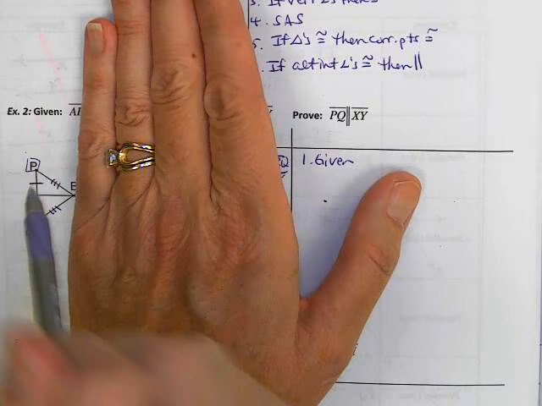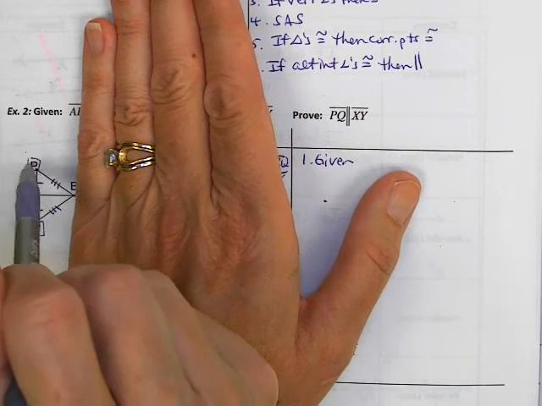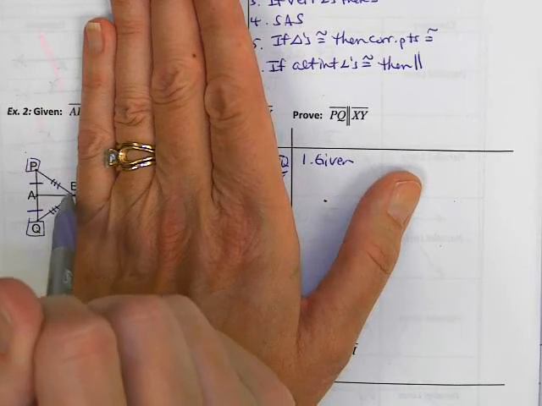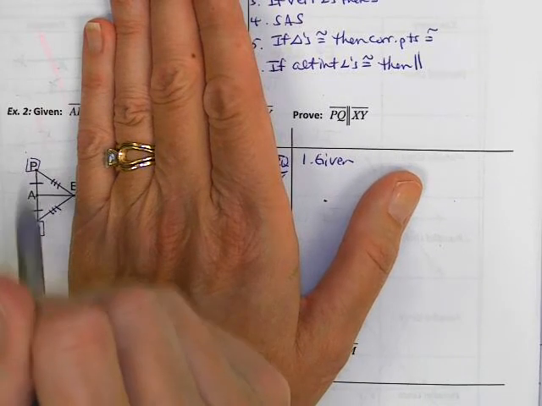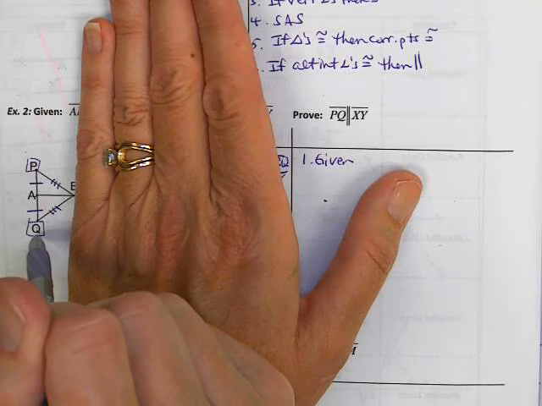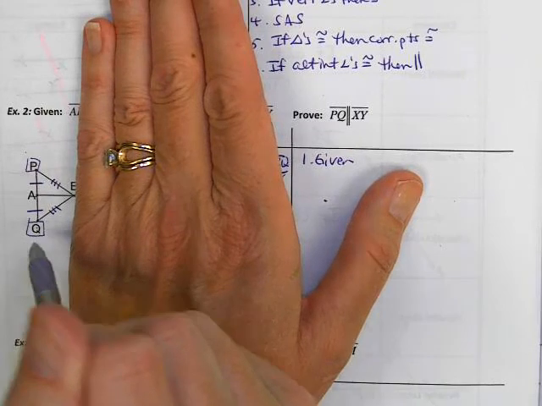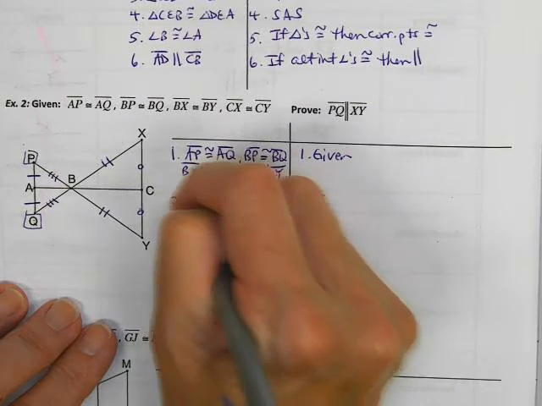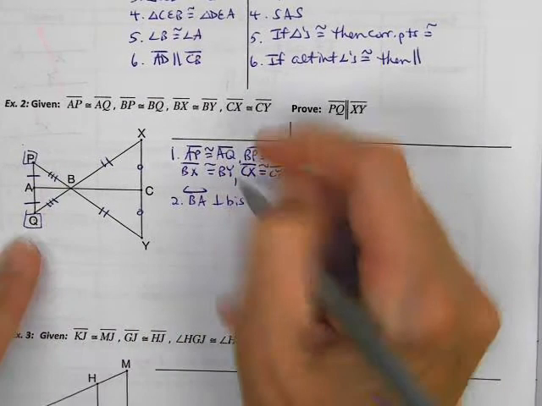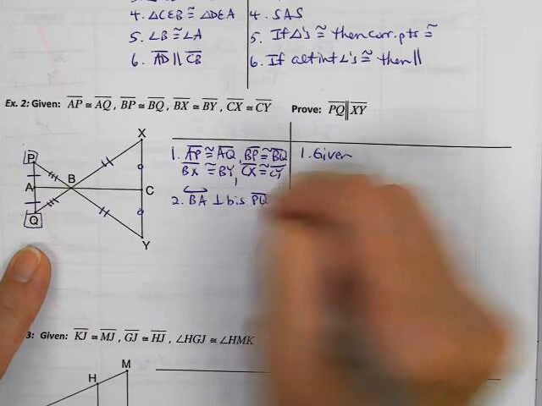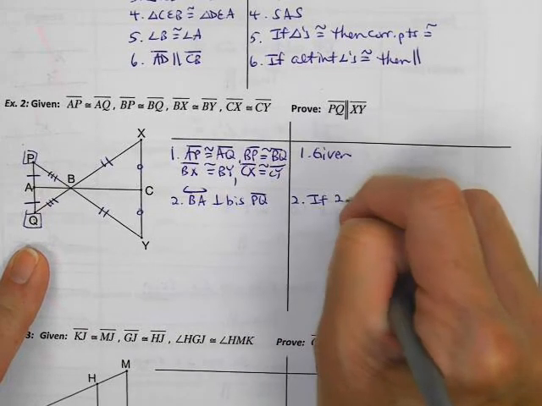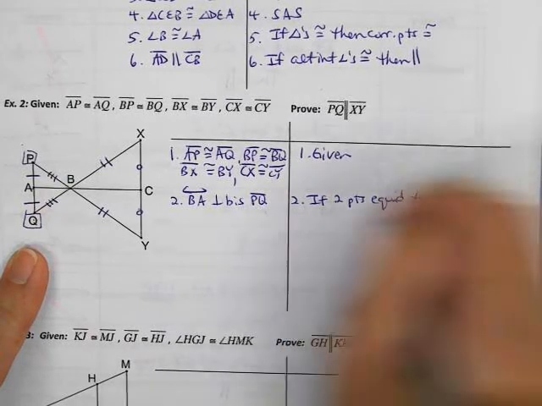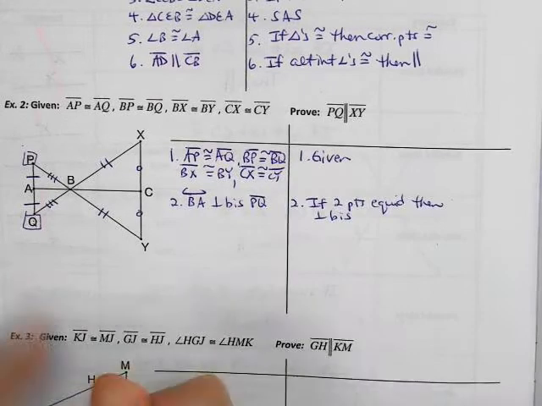I would also argue that point B is equidistant from P and Q because this distance matches this distance. So if 2 points are equidistant from the endpoints of the segment, don't they form the perpendicular bisector? So I can say that line BA is the perpendicular bisector of PQ: if 2 points are equidistant, then perpendicular bisector.